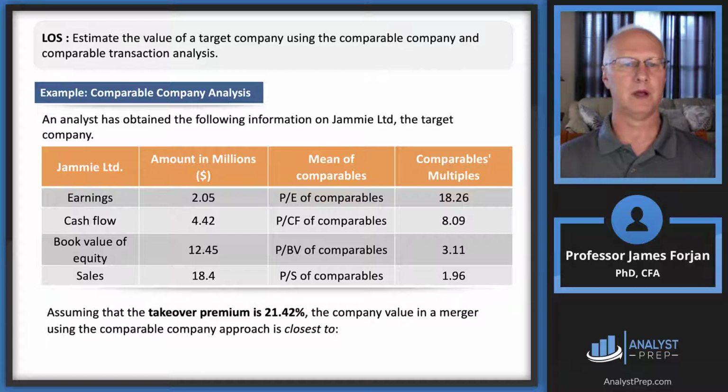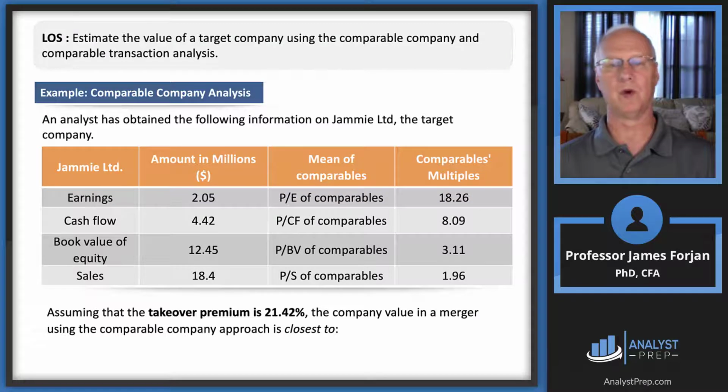So we're given a target company. We're given some information from the income statement and also some stuff over on the balance sheet. So we're given an amount. We're given some comparables, right? Price to earnings, price to cash flow, price to book value, and price to sales.